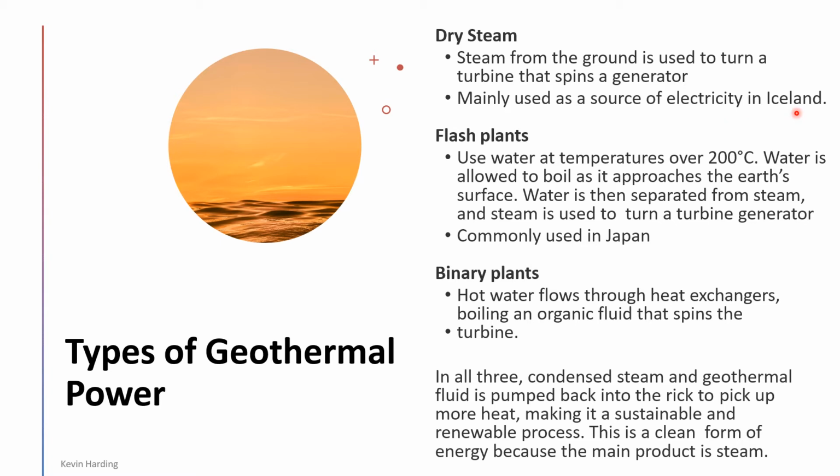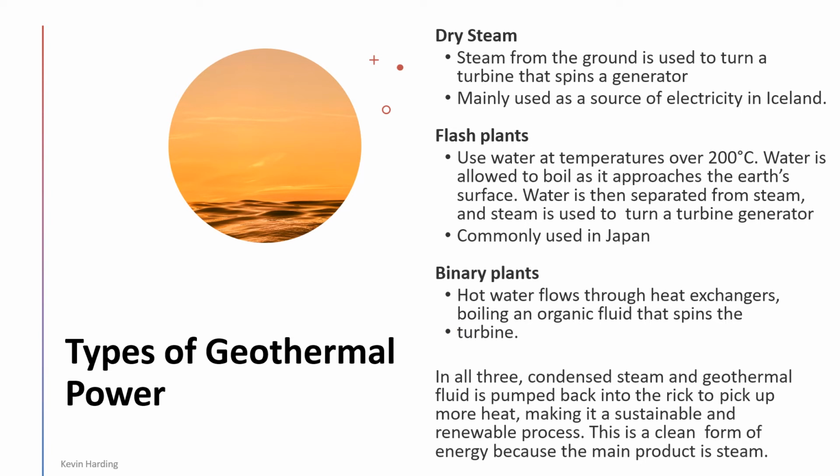The next one is a flash plant. So this would be water at temperatures of over 200. So again, in my mind, that would be dry, but that's the way they've defined it here. So just a reminder, dry steam is anything that is superheated, so there's no moisture in that. Flash plants use water at 200. The water is allowed to boil as it approaches the Earth's surface, so it's still fairly hot water. That water is then separated from the steam, and that steam is used to power the generator. So we had the first one in Iceland, the second one in Japan. Sorry, that's not a new bullet point. That should have been brought back onto the next line.